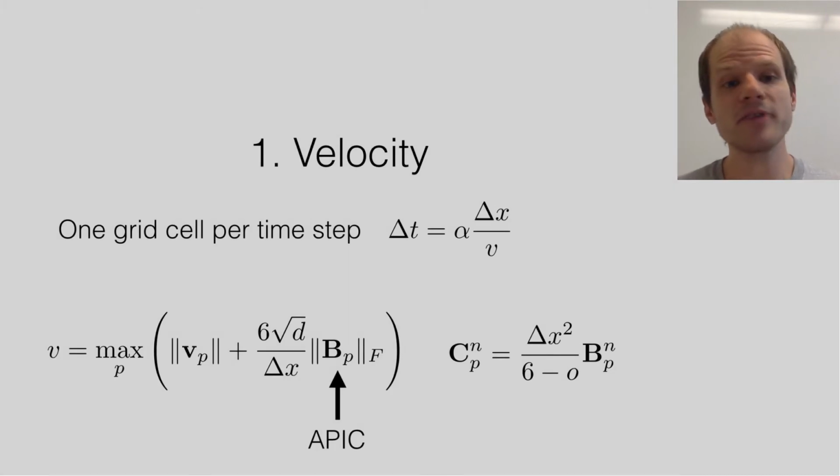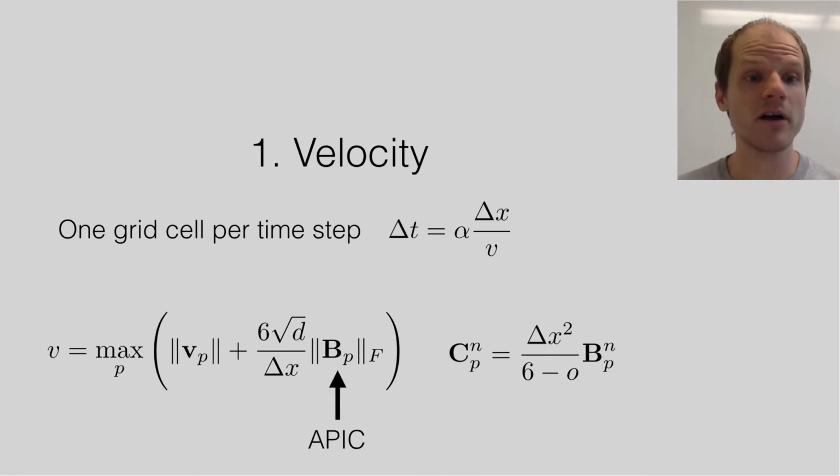The first time step restriction that we used is based on the velocity. Namely, we don't want particles to move more than one grid cell per time step. We adjust this to take into account APIC. What matters on the grid is the velocities they would get at the grid locations, which will differ from the particle velocities by the affine portion of APIC. Below we see both the B formulation and the C formulation of this restriction.